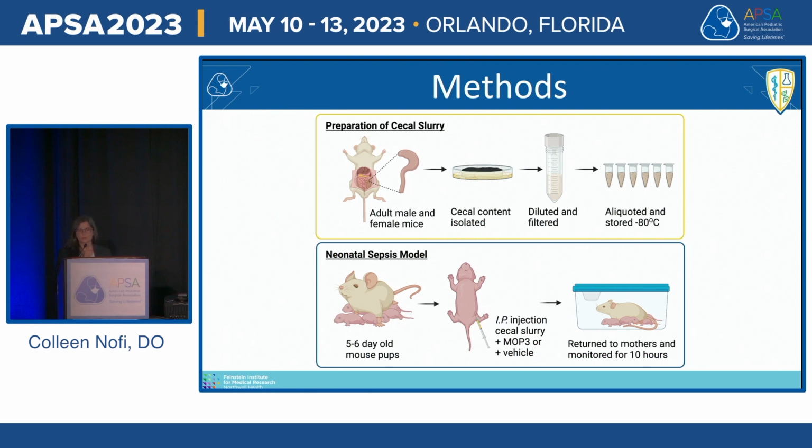We then moved to a preclinical model of abdominal sepsis utilizing cecal slurry. Briefly, we harvested cecal contents and injected them into the peritoneal cavity of 5 to 6-day-old mouse pups. At the time of cecal slurry injection, we additionally treated with either MOP3 or vehicle, and we analyzed for inflammatory parameters after 10 hours.